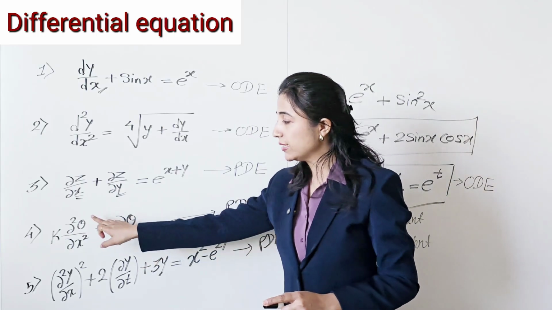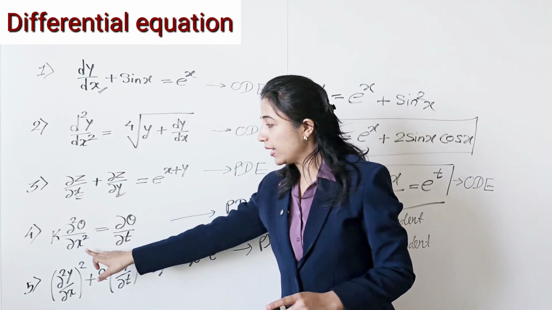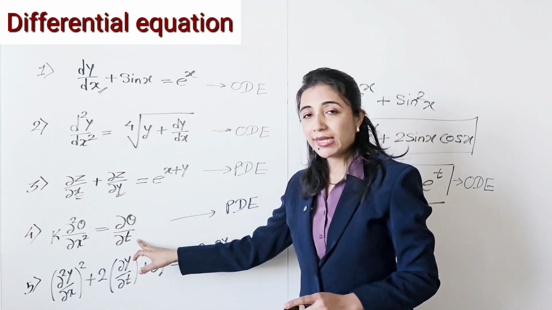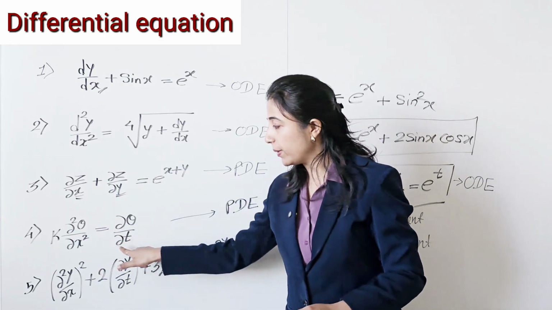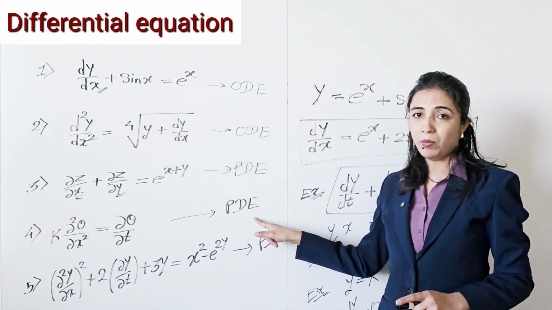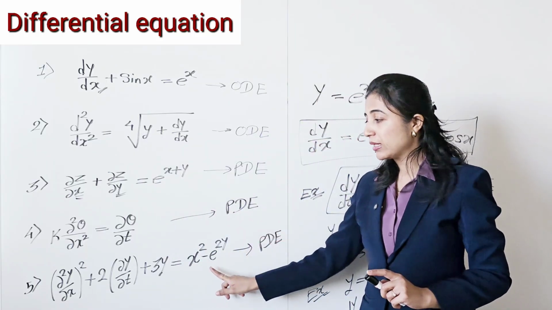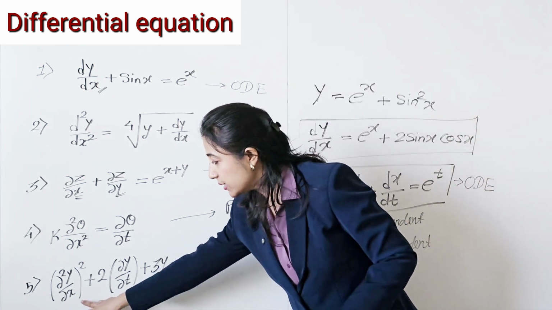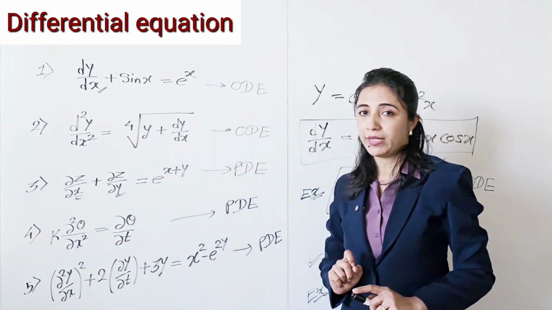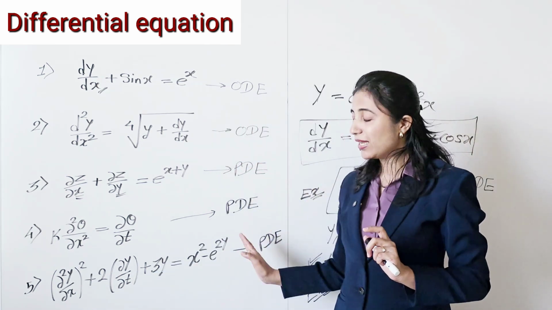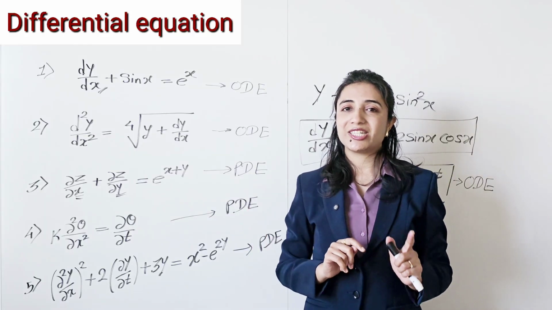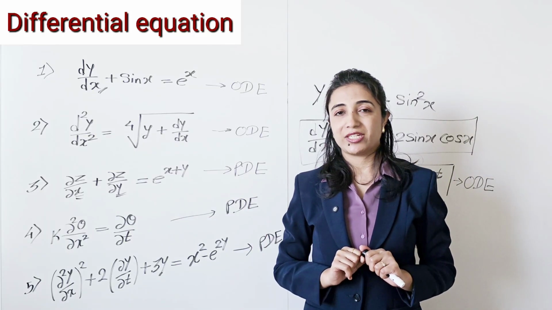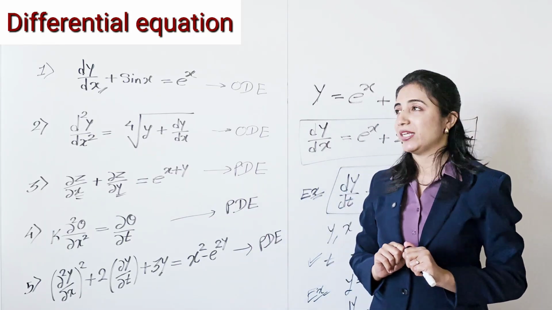Here theta is the dependent variable and it depends on variables x and t. So there are two independent variables, that's why it is a partial differential equation. This is again a partial differential equation because it contains x and t, two independent variables. So I hope it is clear what an ordinary differential equation and a partial differential equation are. Now we see their definitions.